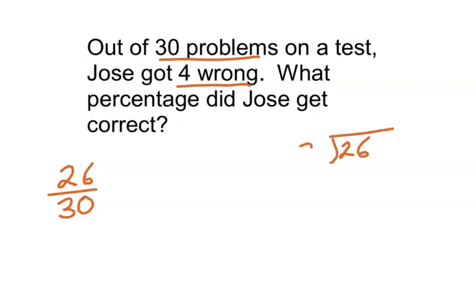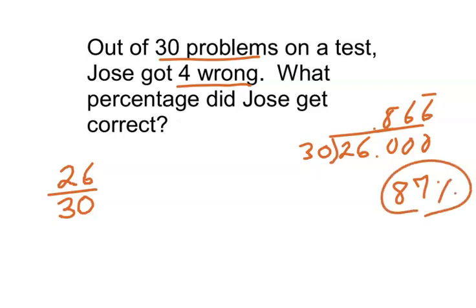So if we do that, 26 divided by 30. Okay, so what would happen at that point is you would end up with the point here, put zeros. So I think it's going to be 0.866 forever, right there. So basically, we could say it's 87%, if we rounded this 6 to a 7, because the next one's going to be 6.